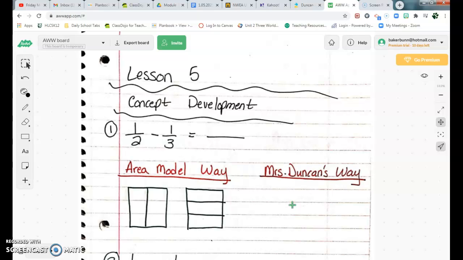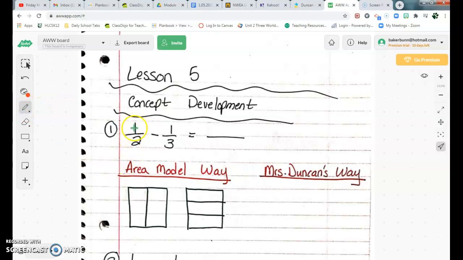All right, go ahead and write down what you see on the screen. Again, if you ever need to pause the video, please go ahead and do that. But today we're going to be focusing on subtracting fractions with unlike denominators using two different methods. We're going to be using the area model way, and we're going to be using Mrs. Duncan's way. So I'm going to start by teaching you the area model way.